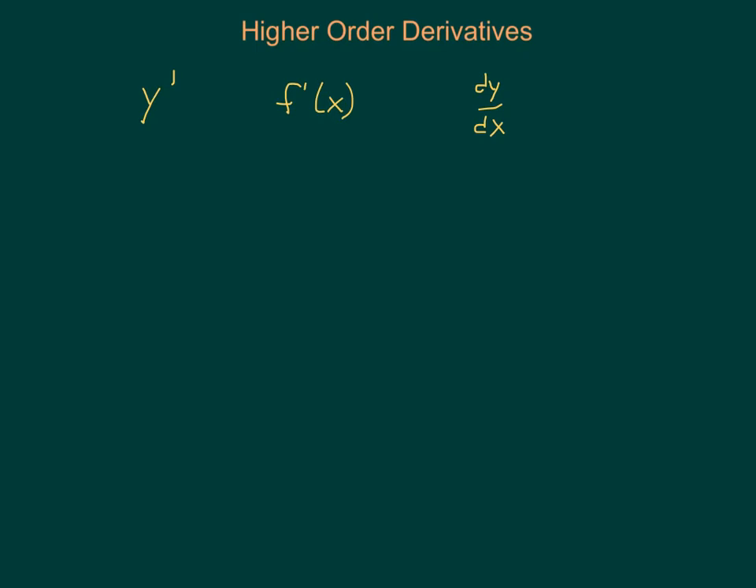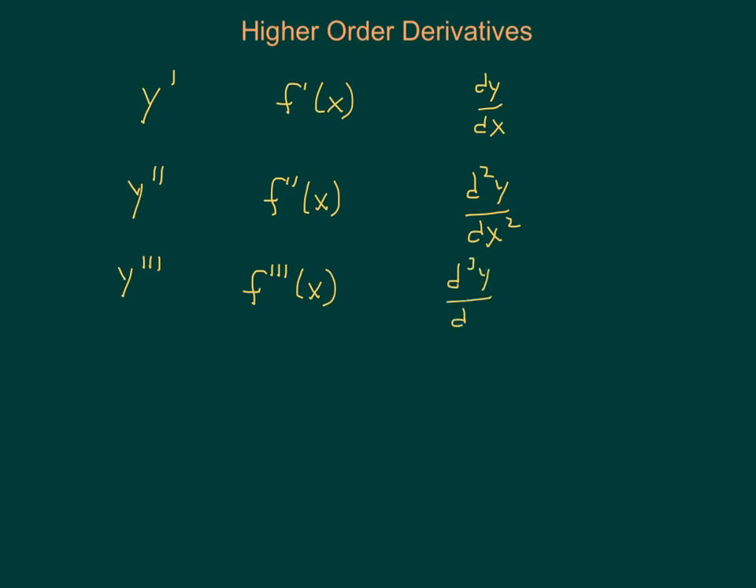Well, if I wanted to go to the second derivative with y, it would just be y double prime, or f double prime of x. Or in terms of the Leibniz notation, it would be d squared y over dx squared. That is the second derivative of y with respect to x. If I go to the third derivative, it would be y triple prime or f triple prime of x, or d cubed y over dx cubed as that third derivative.